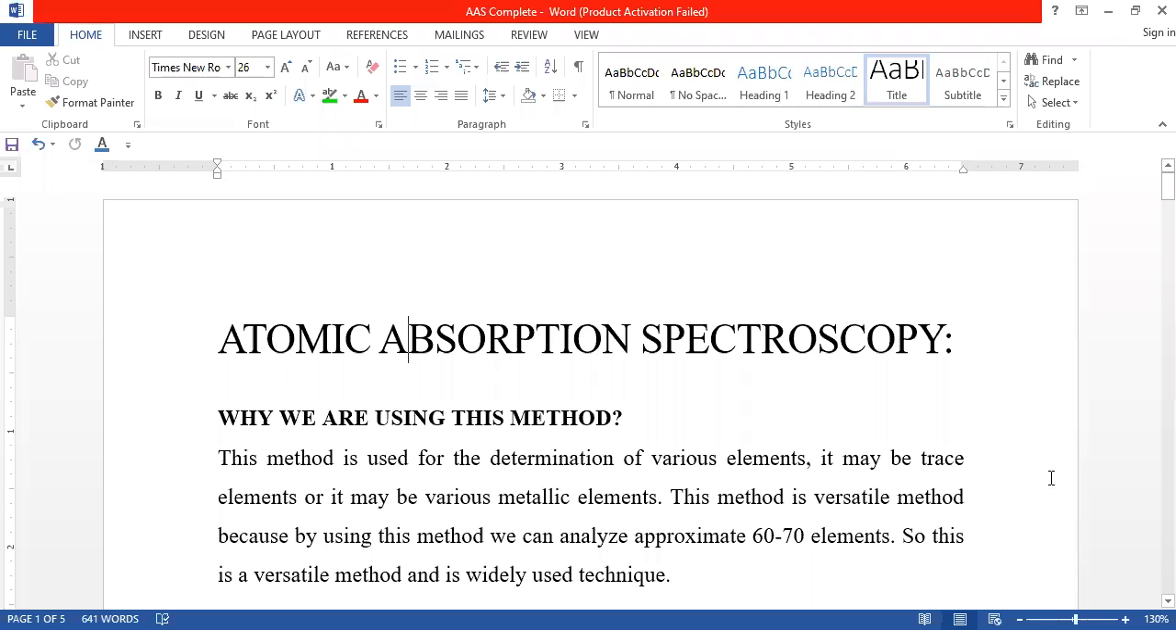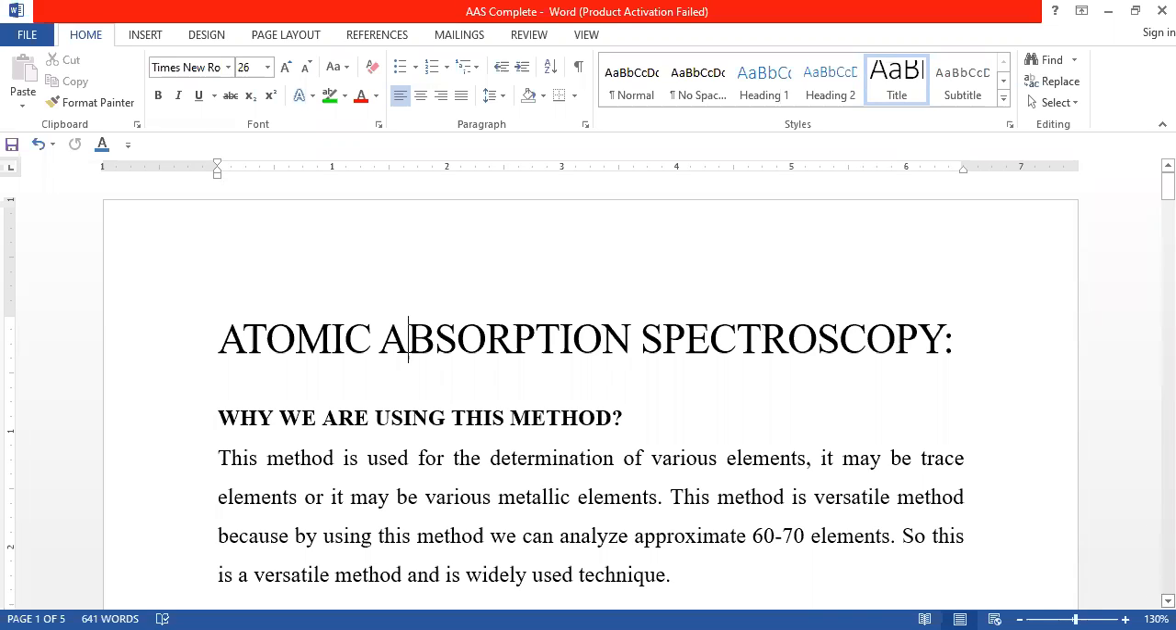So today I am going to discuss atomic absorption spectroscopy. In our previous lectures, we have discussed infrared spectroscopy and NMR, nuclear magnetic resonance spectroscopy. So today I am going to discuss the next topic, that is atomic absorption spectroscopy.